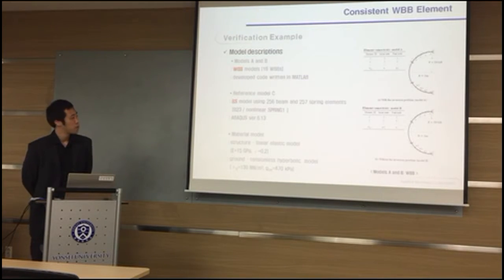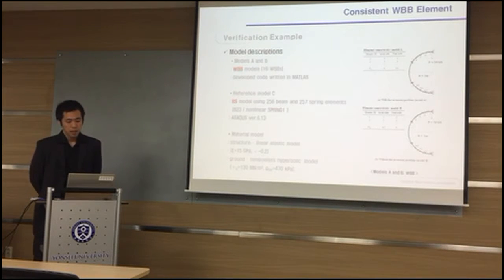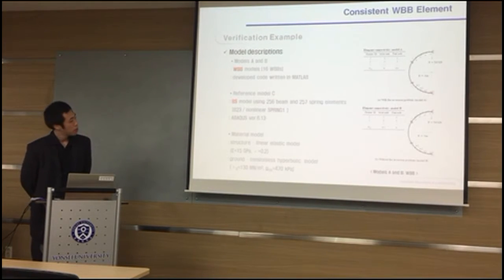To verify the proposed process, two WBB models are created. The difficulty of WBB is related to improper ground state, so a tensionless hyperbolic model is used for the ground. However, a linear elastic model is used for the structure because the problem mentioned above is independent of the linearity of the beam. Note that model A includes the inversion problem only, while model B does not.